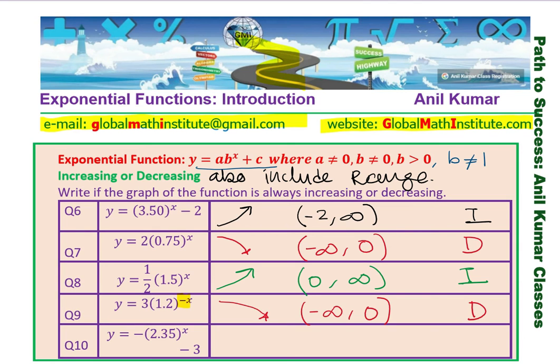Now we have minus here and minus 3. So the whole equation has been shifted by minus 3 also. Because of minus, from minus 3 it further goes down, and therefore the graph of this will be decreasing, and the range is going to be from minus infinity to minus 3, right? So it will be decreasing. You get the idea. This minus 3 is because of minus 3 written here. Perfect.